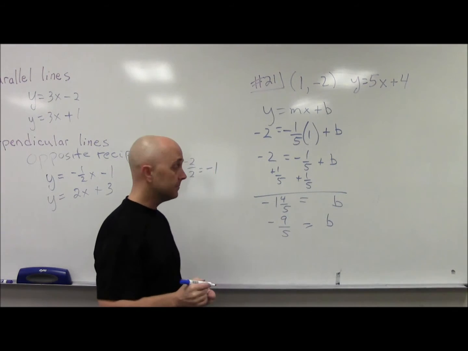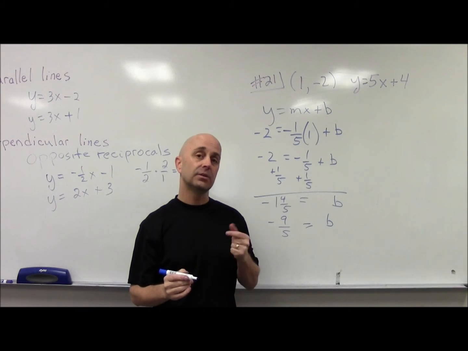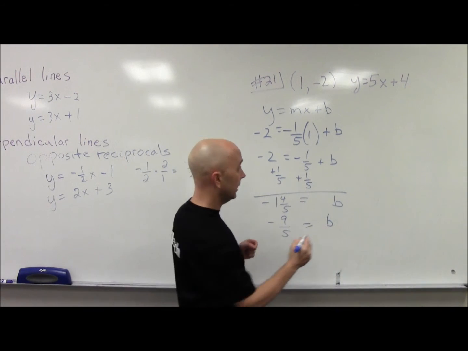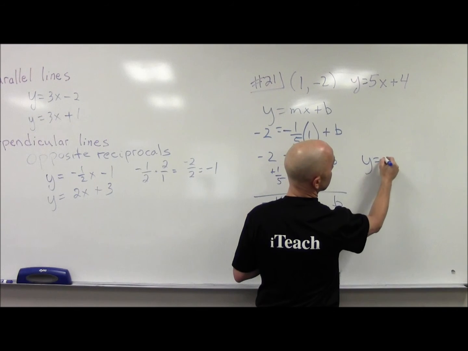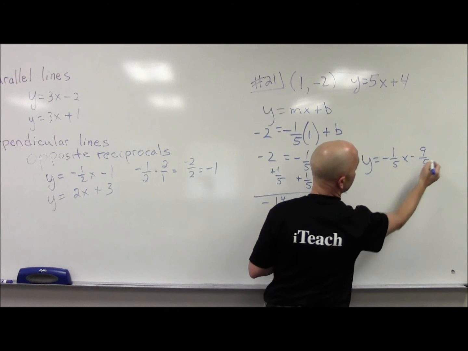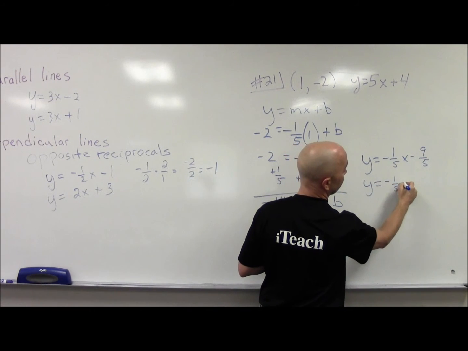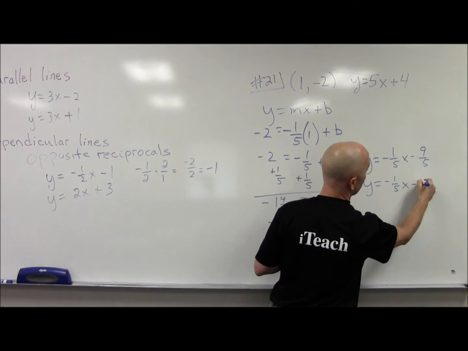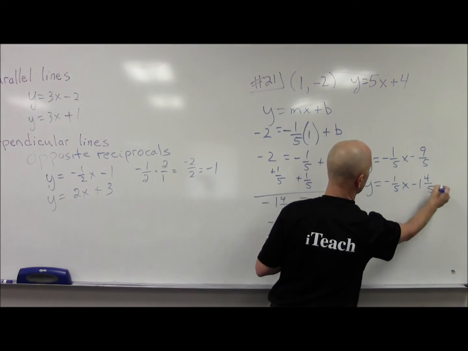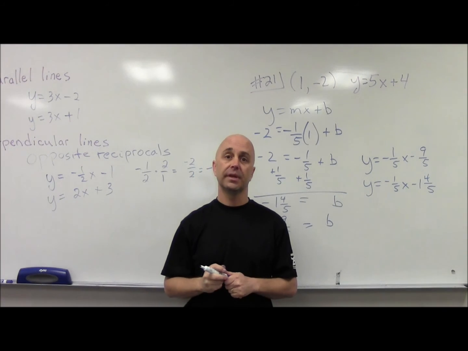Either way is okay. So now that I have my slope and my y-intercept, that's all I need to write an equation of a line. So my answer would be y equals negative 1/5 x minus 9/5, or another way to write that, y equals negative 1/5 x minus 1 4/5. So there you have it, parallel and perpendicular lines.